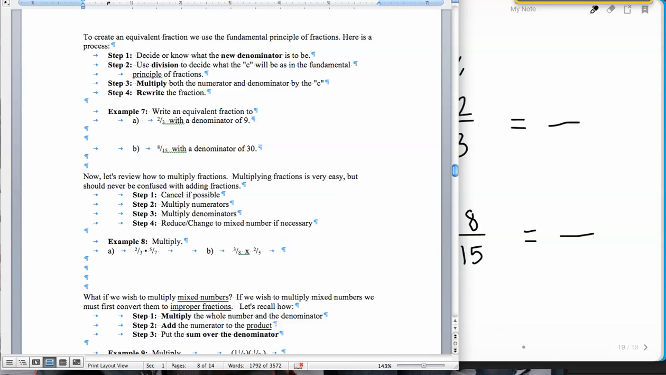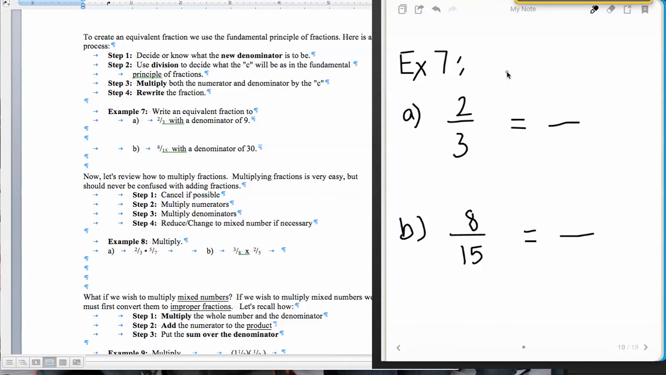This first step is in creating an equivalent fraction. To build the higher terms, we need to know the new denominator. So we're going to decide that, or we're going to know it. Now in just a little bit we're going to learn how we decide, but first we're just going to be told. And then we're going to use division, or an idea of a missing factor problem, to find out what the c is going to be, so we can use the fundamental theorem of fractions. And then we're going to multiply both the numerator and the denominator by that c, and we're going to rewrite the fraction. So example 7 here, we're just going to show that.